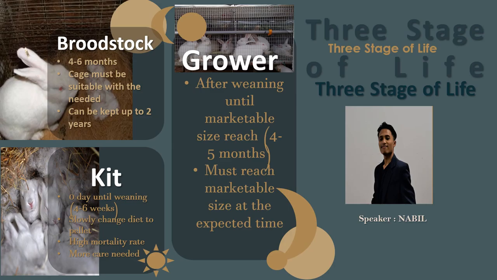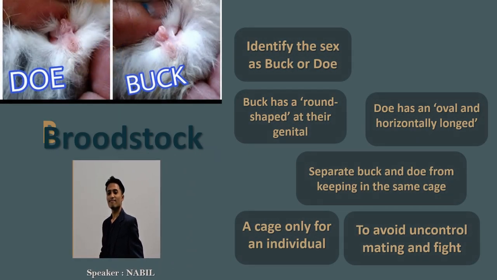Kid is the newly born until weaning, up to 4 to 6 weeks. They need to slowly change their diet from milk to pellet. At this stage, there is a high mortality rate. Therefore, more care is needed to make sure they survive. Next one is grower. It starts after weaning until marketable size is reached, which is 4 to 5 months. It must reach marketable size at the expected time, or it could be a profit loss for the barn because of the feed cost. Now we go deeper into the three life stages of the rabbit.